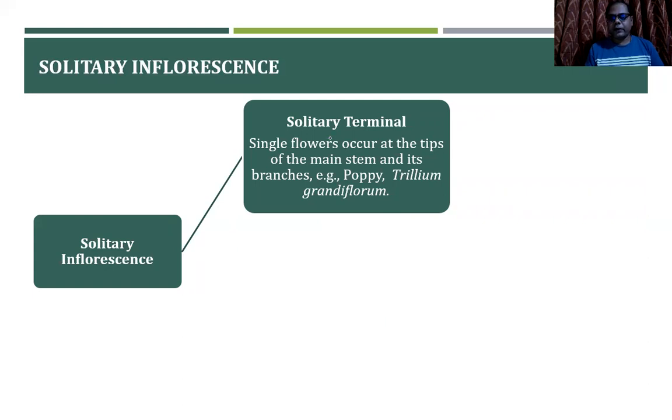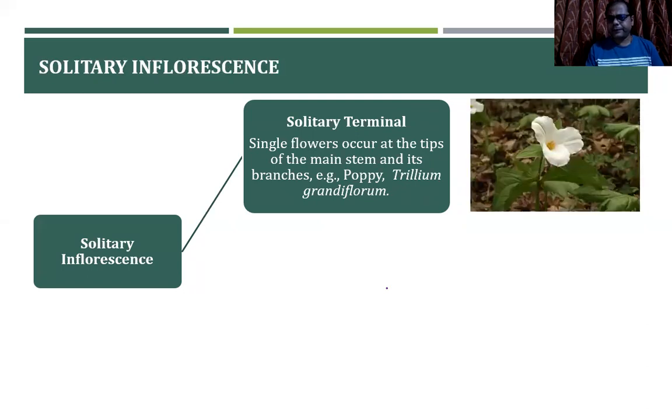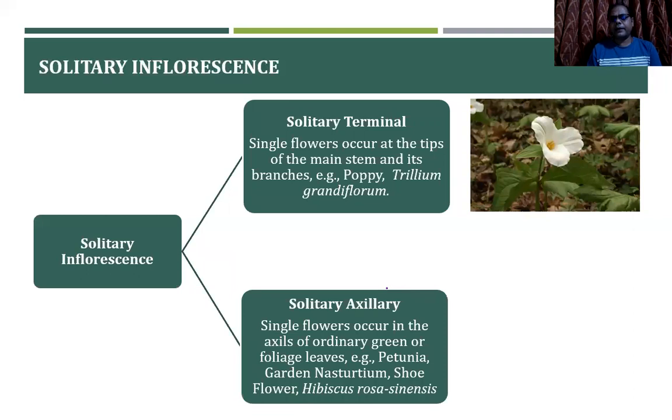and the solitary axillary. When we are talking about solitary terminal, it is basically that a single flower occurs on the tip of the main stem or the branches. The example can be poppy. Then we have Trillium grandiflorum. The other type is the solitary axillary: one flower here, also one flower here, also one flower. But in the case of solitary terminal, the flower is on the top of the peduncle itself.